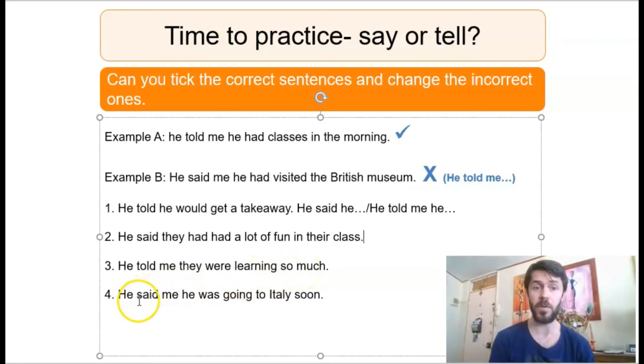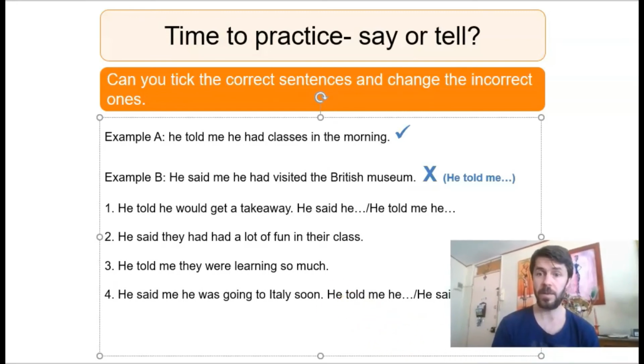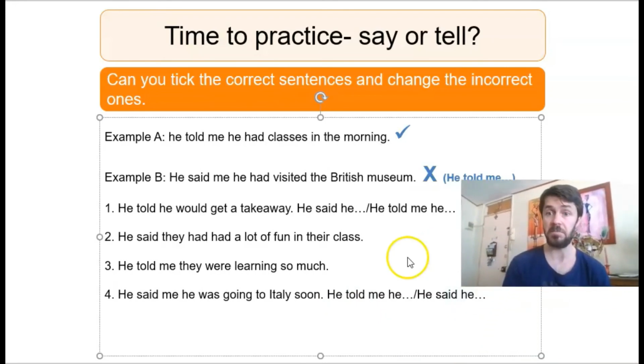And number four: he said me he was going to Italy soon. Now remember, it's say something, not say someone something. So let's correct that one: he told me he was going to Italy soon, or he said he was going to Italy soon.